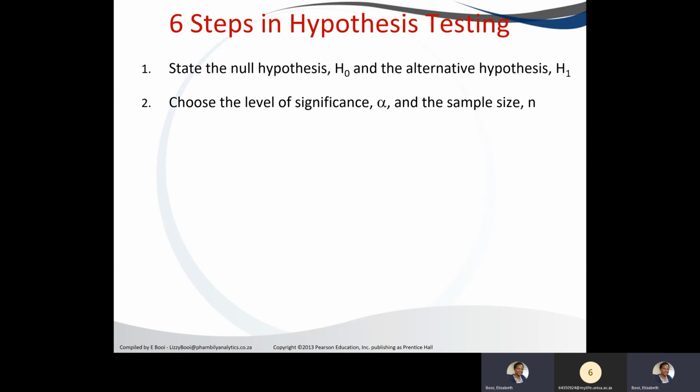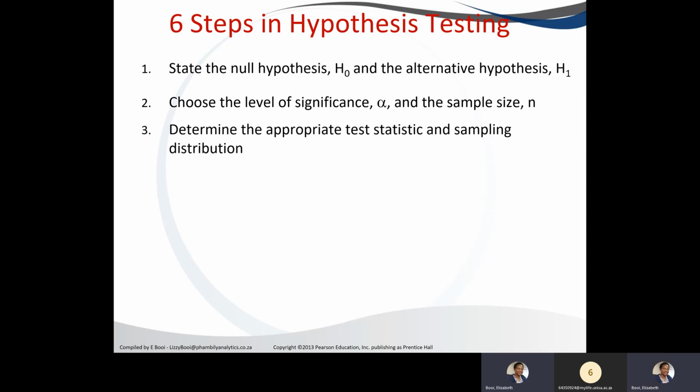Remember, if they didn't give you alpha, they will give you a confidence level, which is at 95% confidence level, from which you can calculate your alpha, which will be 0.05. You also can state your N and do other calculations if they haven't given them to you.